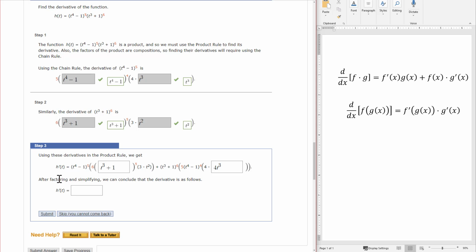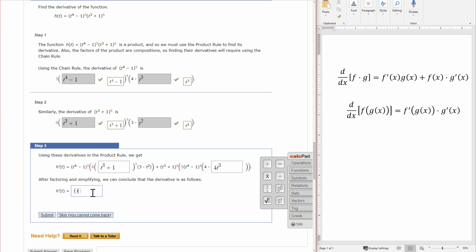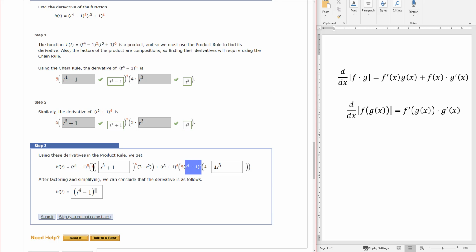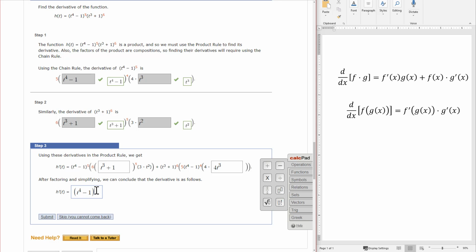Now they're asking us to factor and simplify. So let's see what kind of factors we have. We have t to the fourth minus 1 to the fourth power, and we have t to the fourth minus 1 to the fifth power. So we have some factor of t to the fourth minus 1. And here we have 4 of them, and here we have 5 of them. So if we took out 4 of them, we will have 1 left over here.